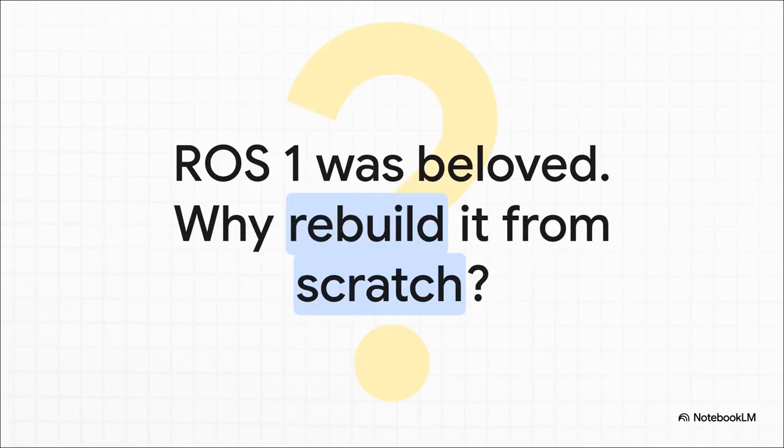And really, that's the perfect question to kick things off. I mean, ROS1 was a huge success, right? Thousands of developers loved it. So to really get ROS2, we first have to ask, why? What problems was it actually built to solve that ROS1 couldn't?